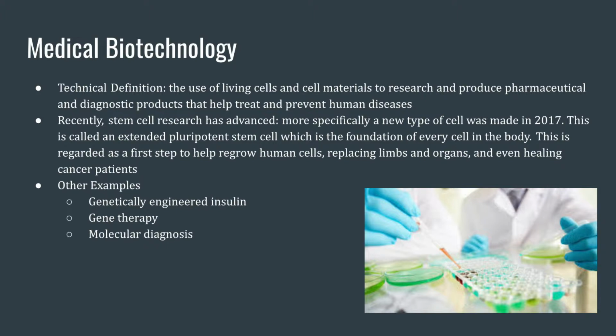So lately, they found a new type of cell that was made in 2017. This is called extended pluripotent stem cell. I butchered the pronunciation, which is the foundation of every cell in the body. So this is regarded as a first step to help regrow human cells, replacing limbs and organs, and even healing cancer patients. Some other examples include genetically engineered insulin, which is obviously for diabetic patients, gene therapy, and molecular diagnosis.